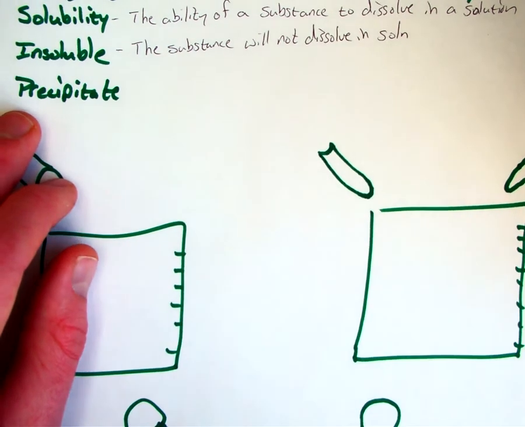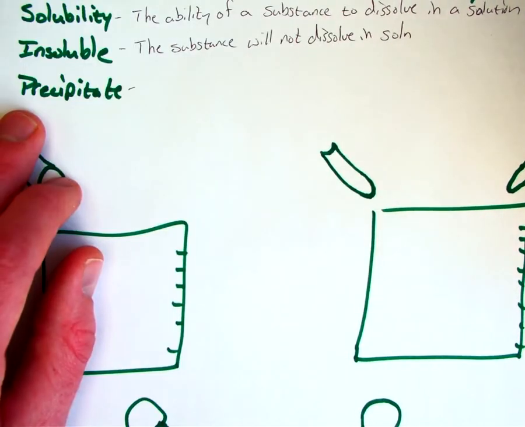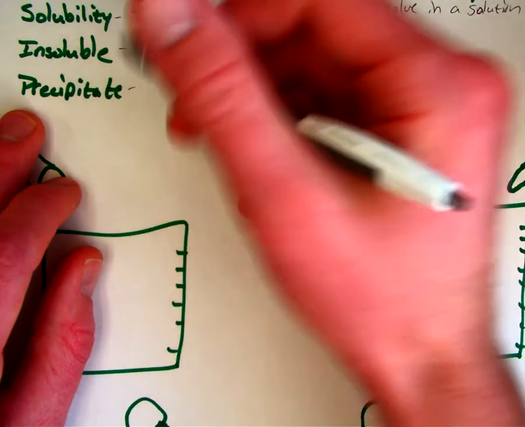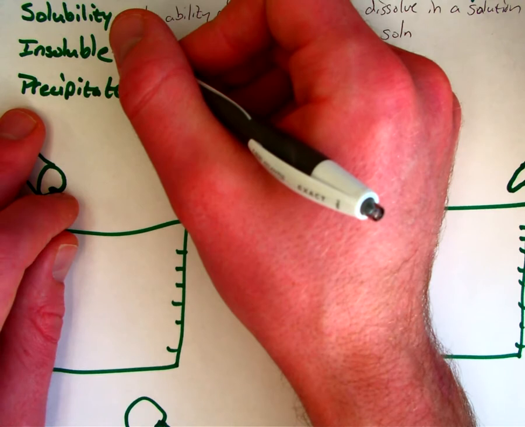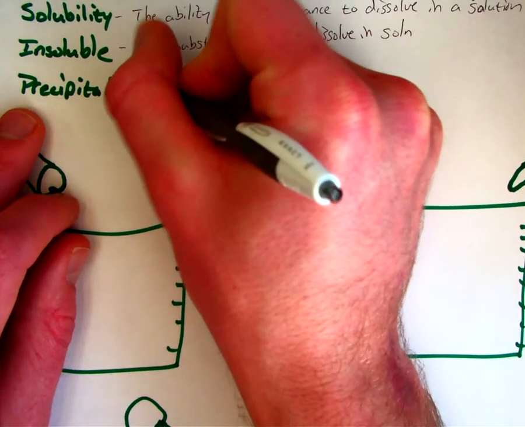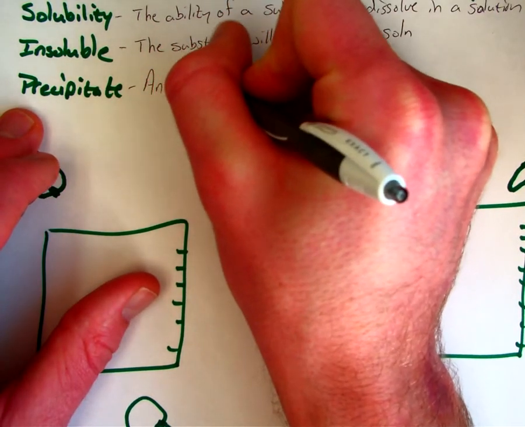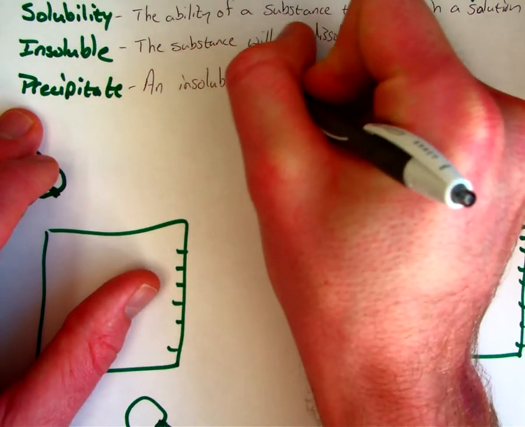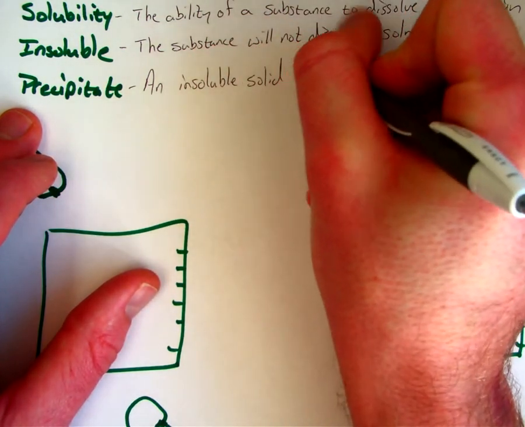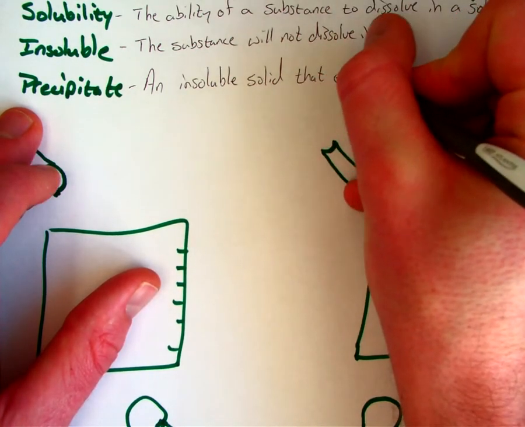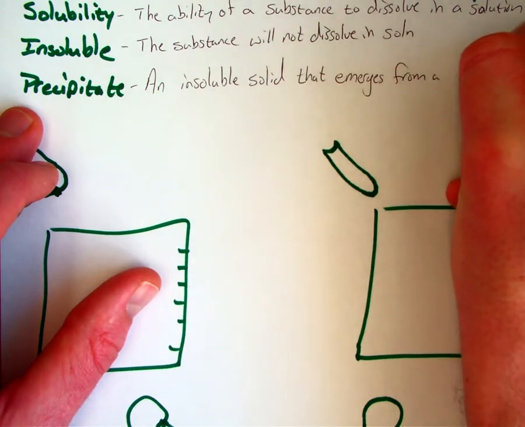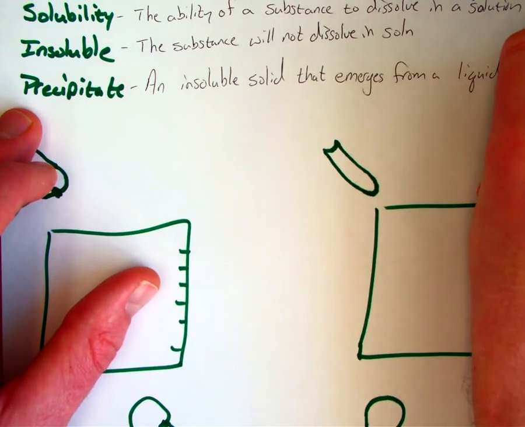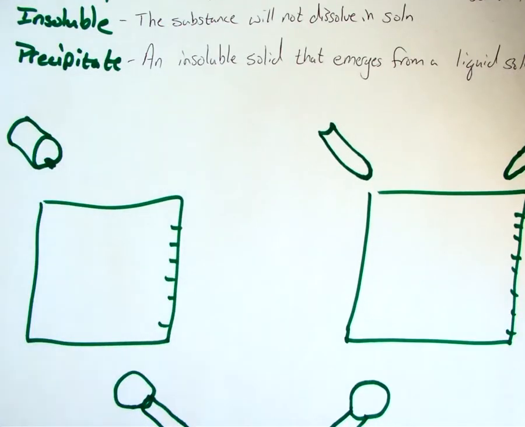Next, a precipitate. A precipitate is the result of mixing two or more liquids, and the precipitate describes a solid that can potentially emerge from it. So this is an insoluble solid that emerges from a liquid solution.